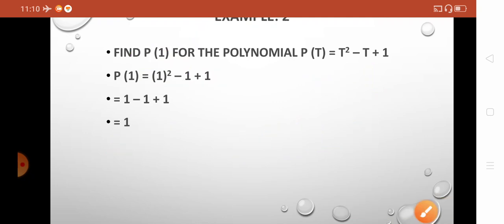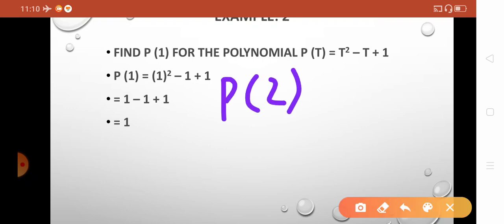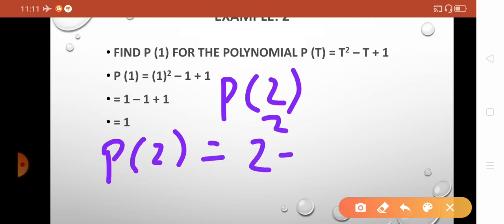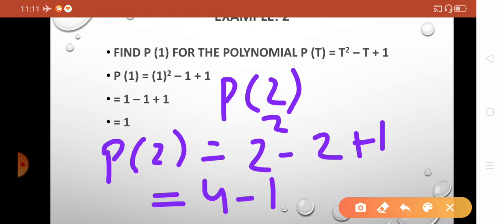In this way you can find any value given. For example, it is told that you have to find the value of p(2). So what will you do? You will simply put the value of 2 in place of t. So we will find p(2) is equal to 2 square minus 2 plus 1. That means 4 minus 1, and the answer is 3. That means the value for t is equal to 2 is 3.